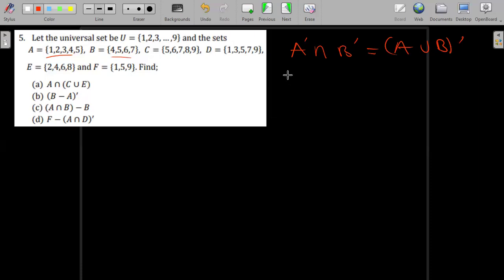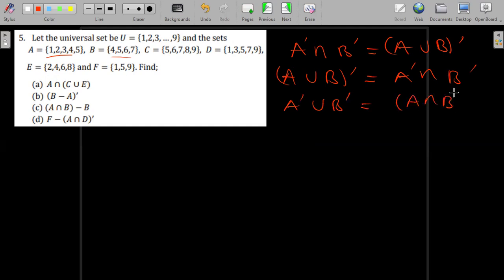Then it can also be written the same way, where you begin with the union complement, and it's going to give you the same. And also where you say A complement union B complement is just going to be equal to A intersect B complement, and vice versa. So this is the De Morgan's laws.